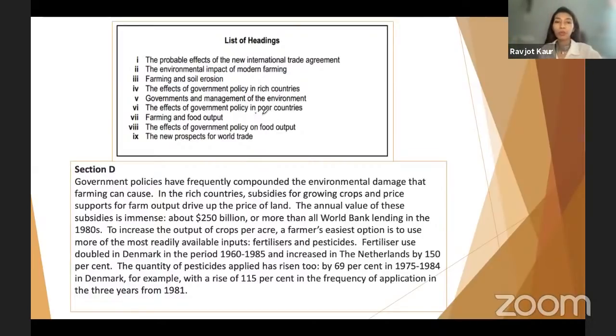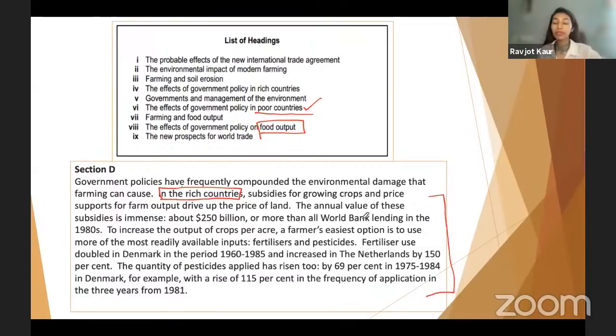So if you're talking about poor countries and effects of modern farming on food output, where in this paragraph is poor countries mentioned? I think you're not concentrating on the paragraph, you're not reading it properly then. The government policies have frequently compounded the environmental damage that farming can cause in the rich countries. Now, from here on, this paragraph talks only about the rich countries.